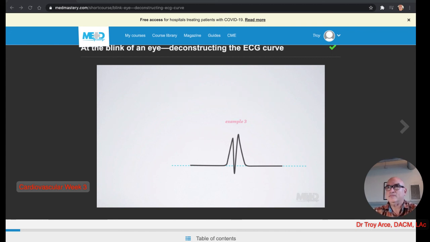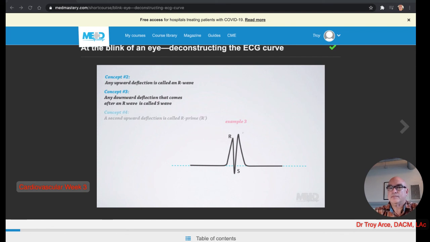You're back already. According to concept number 2, any upward deflection is called an R wave. According to concept number 3, any downward deflection that comes after an R wave is called an S wave. And according to concept number 4, a second upward deflection is called R prime. So we have an RSR prime pattern here. Did you get it right?